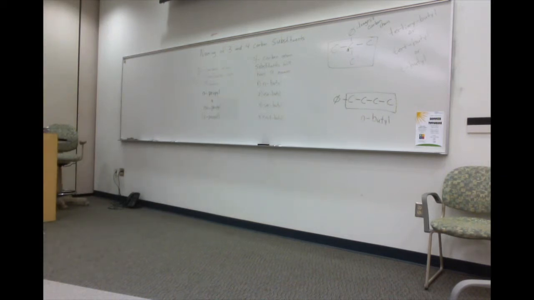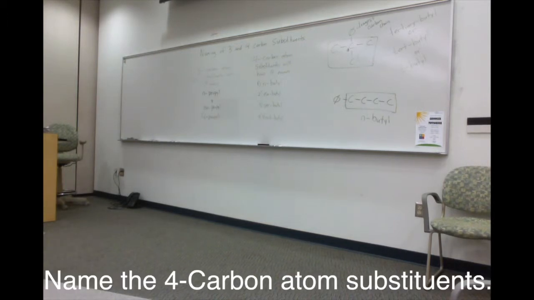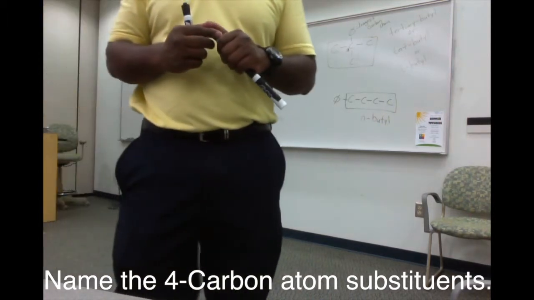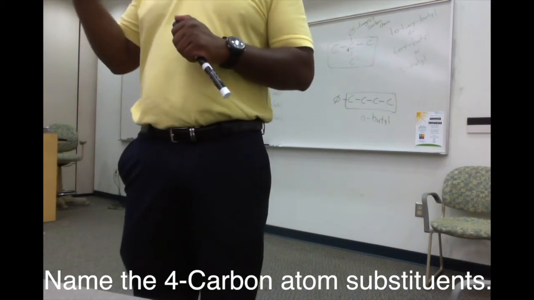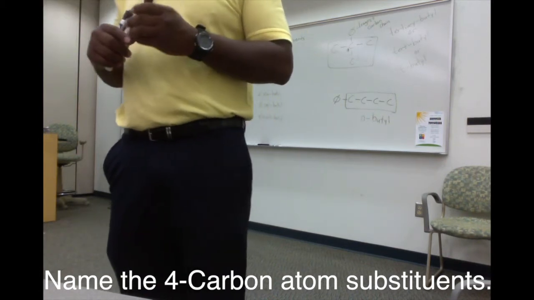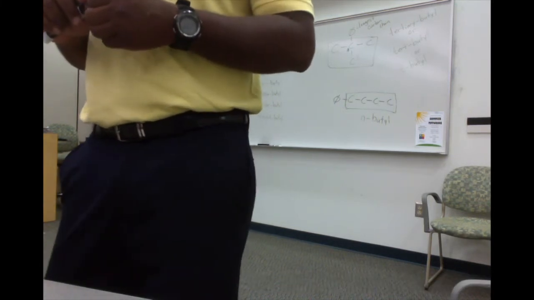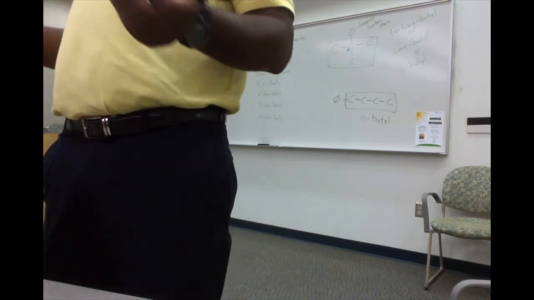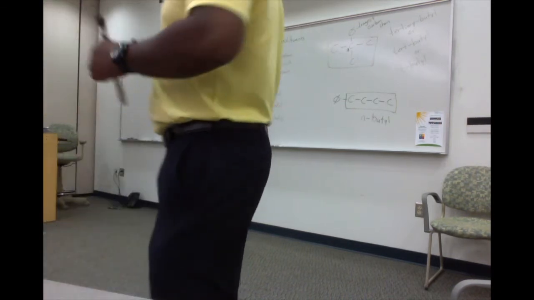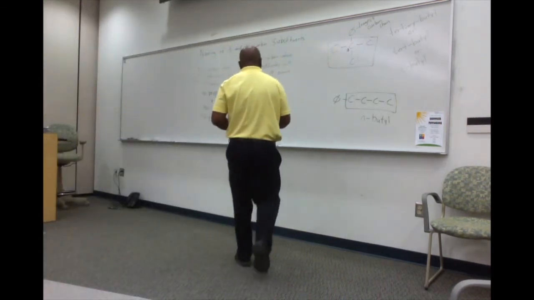I'm going to ask you on an exam to name the four carbon atom constituents, which would be n-butyl, sec-butyl, tert-butyl, isobutyl. So look at the different names. Or I can have you draw the molecule on a larger carbon chain, for example, a 5-membered ring or a 6-membered ring.